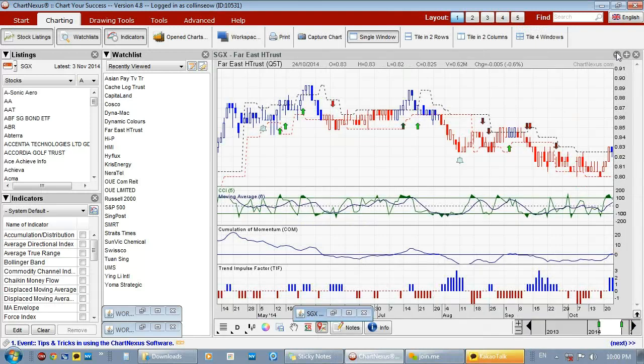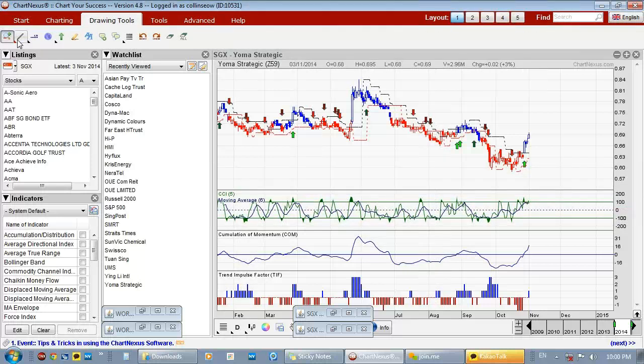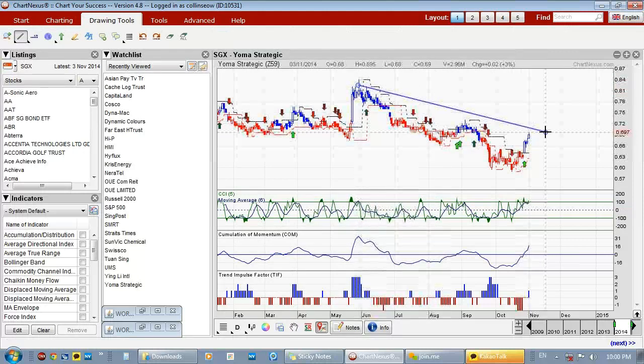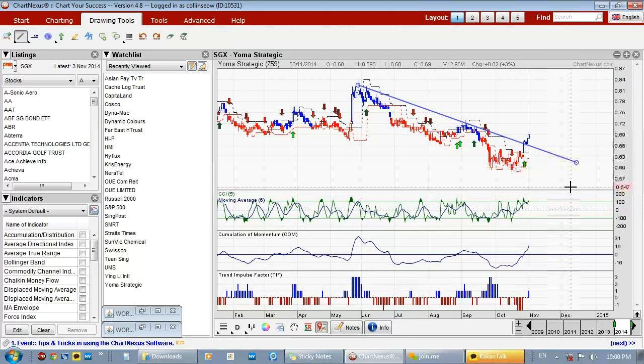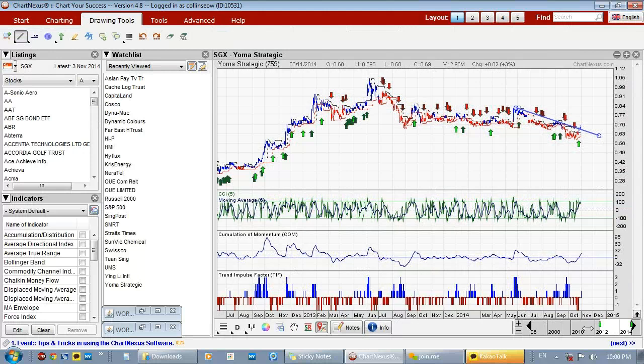So this is Yoma. Yoma recently announced some good news. They have gotten the project for the airport. They are part of the conglomerate that got the project. Changi was together with them. So I think this stock is interesting, it's starting to develop.